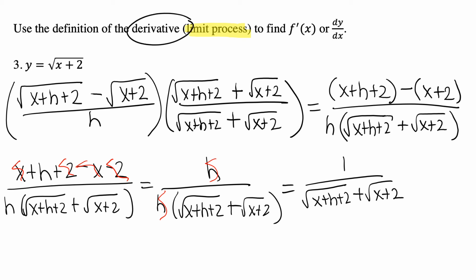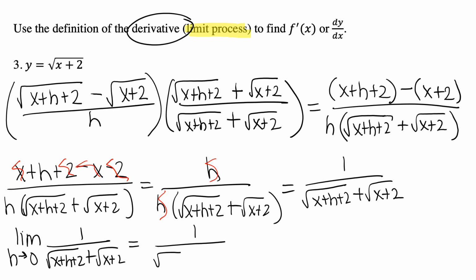Remember, we are looking to find the derivative, so we now need to take the limit as h goes to 0 of the simplified difference quotient, so 1 over the square root of x plus h plus 2 plus square root of x plus 2. Using direct substitution, we would write this as 1 over the square root of x plus 0 plus 2 plus square root of x plus 2, which we can simplify down to be 1 over, there are 2 square root of x plus 2's in our denominator. And I'm actually going to leave it like that.